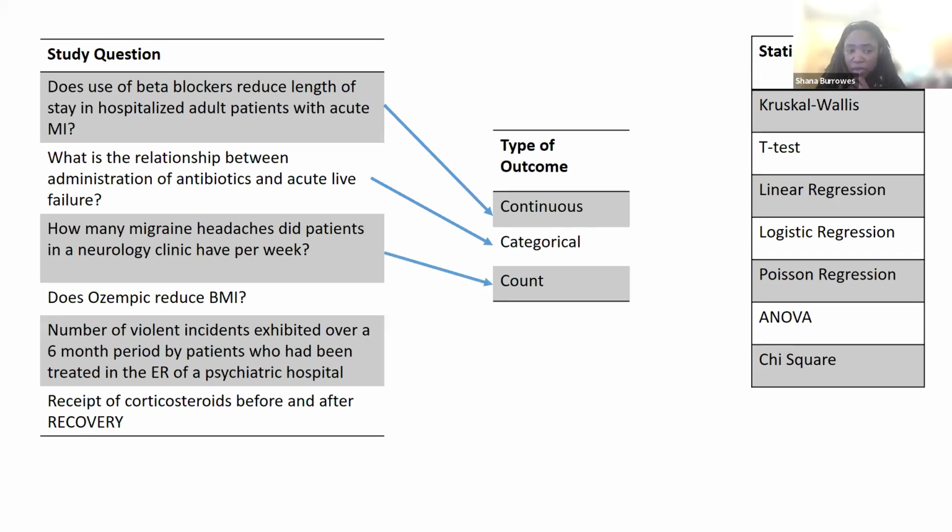And if you want to know, does Ozempic reduce BMI? That's going to be continuous, because BMI is a continuous variable. If you want to know the number of violent incidents in a 6-month period by patients in a psychiatric ED, that's going to be count. And if you want to know if somebody received corticosteroids, yes or no, after an intervention, that's going to be categorical.